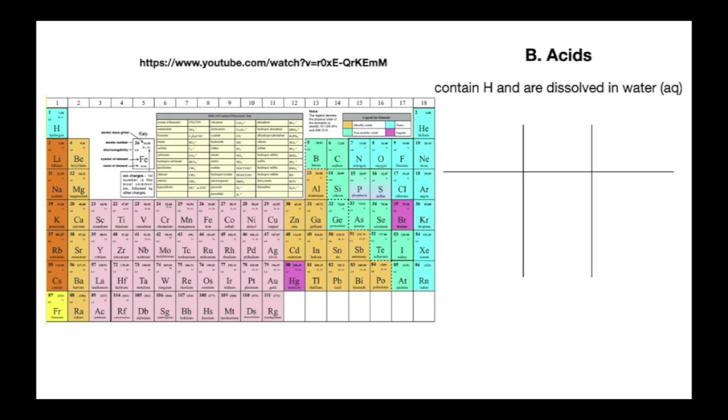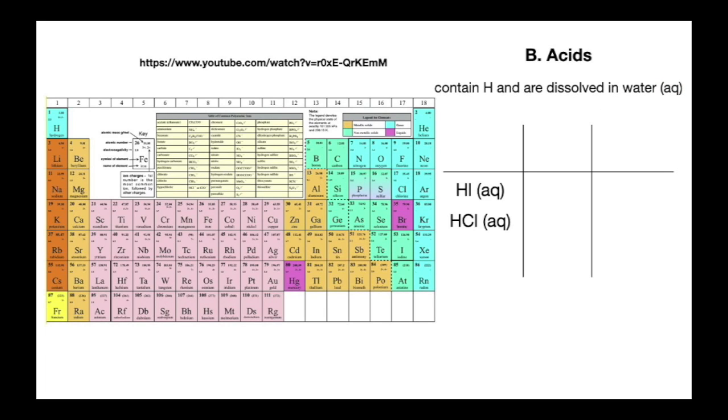Okay, I want to talk about these things called acids. So first of all, acids contain H and are dissolved in water. In other words, they're called aqueous. AQ is this symbol, aqueous, means dissolved in water. So if a compound has an H and is dissolved in water, it's an acid.